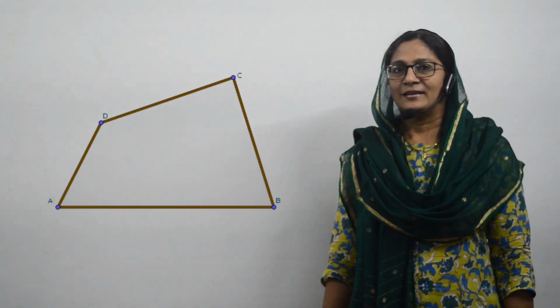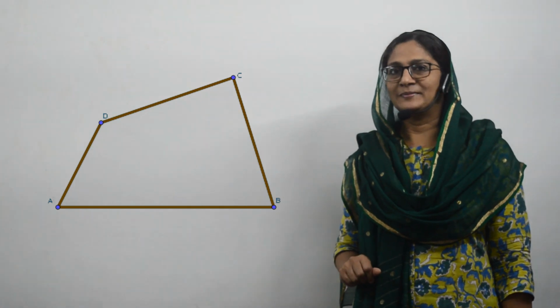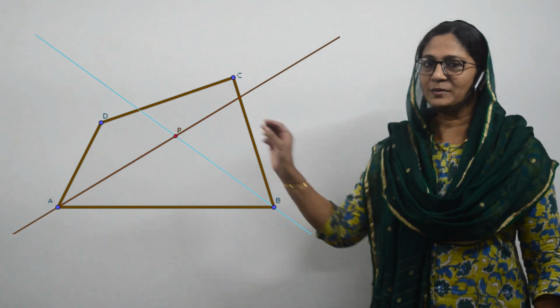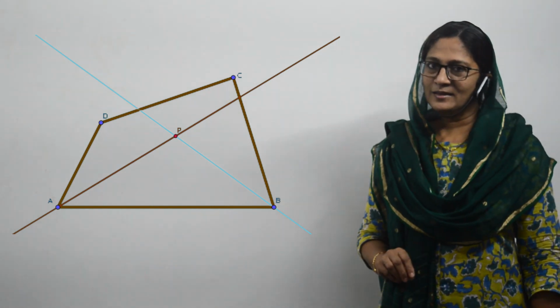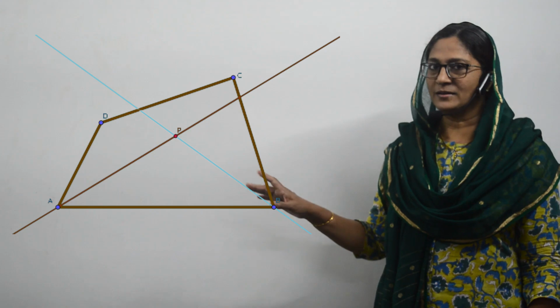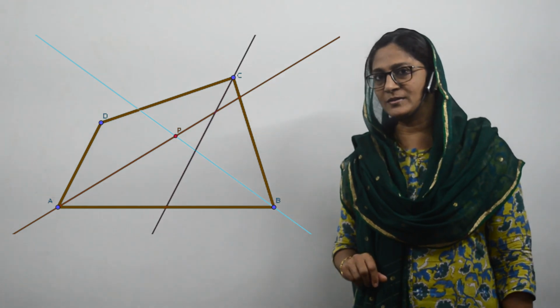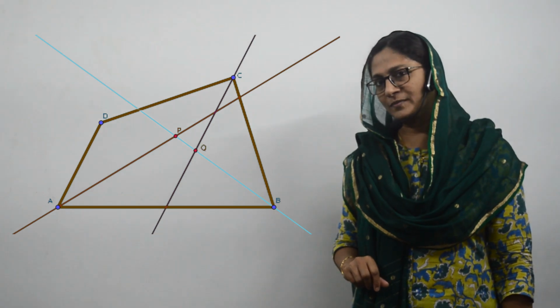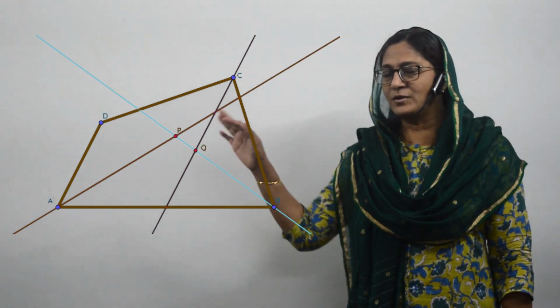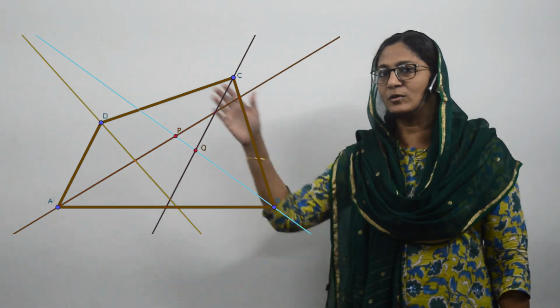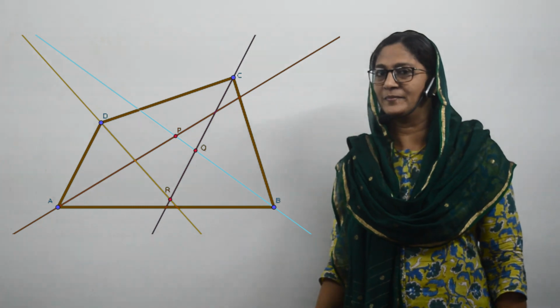ABCD is a quadrilateral. Let's draw the bisectors of angle A and angle B. They intersect at a point. Let's mark the point. Now consider the bisector of angle B and angle C. These two lines also intersect at a point. Mark that point also. And mark the point of intersection of the bisectors of angle C and angle D, and also angle D and angle A.